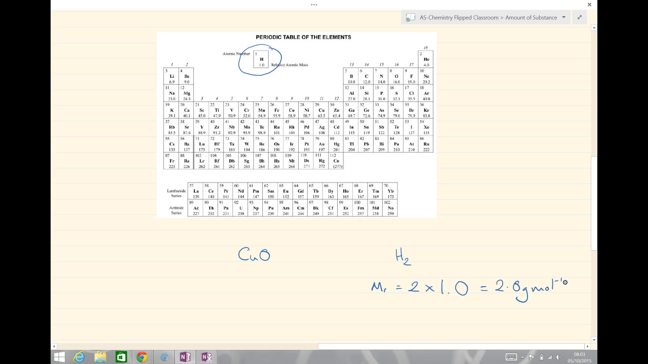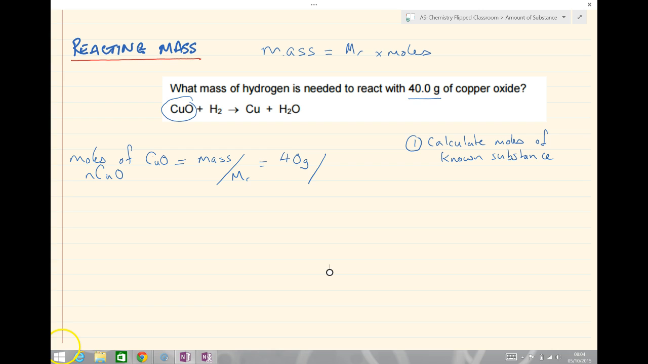Now let's do our copper oxide. Well, we've got 1 copper atom, so we've got 63.5, and we've got 1 oxygen atom, which is 16.0. So our Mr here is 79.5 grams per mole. So we can put in 79.5 grams per mole here for our copper oxide.